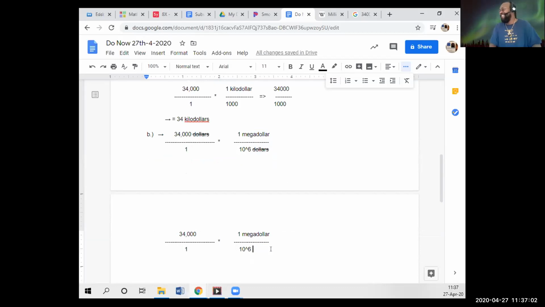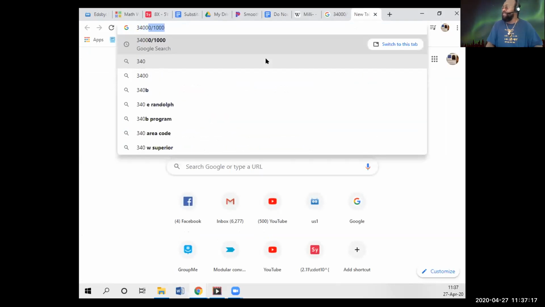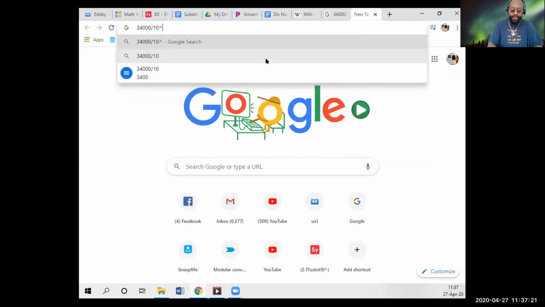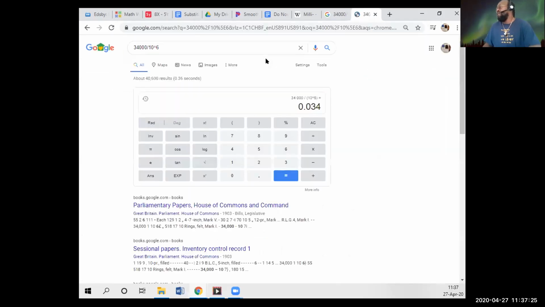So what does that look like when we calculate it? Well, we got megadollars left, and we just need to take this 34,000 and divide it by this 10 to the power of 6. So that's what? 34,000 divided by 10 to the power of 6 for mega. And that's our answer, 0.034.